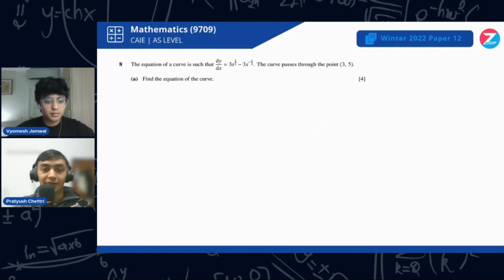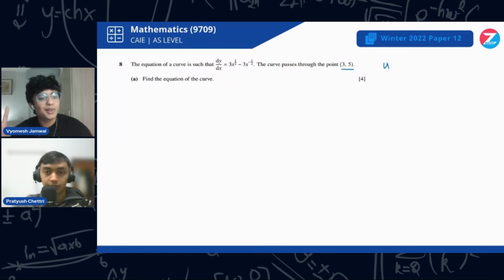You want to take the first one? Sure, yeah, why not? So it says that the equation of a curve is such that dy upon dx equals 3x to the power half minus 3x to the power negative half. The curve passes through the point (3, 5). That, by the way, I think would result in the value of c later. So essentially what it's asking is to find the equation of the curve.